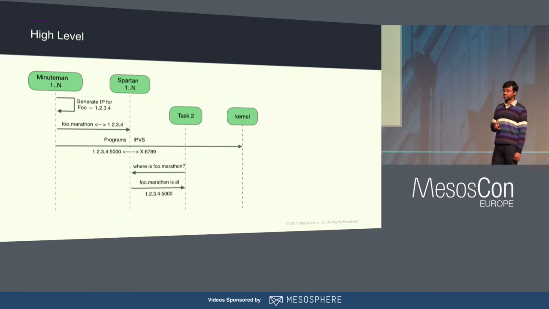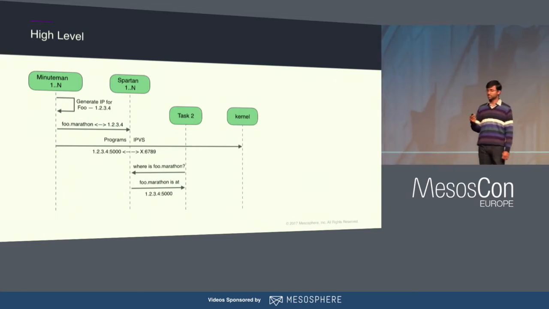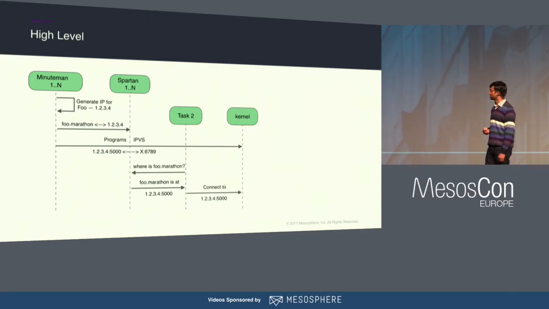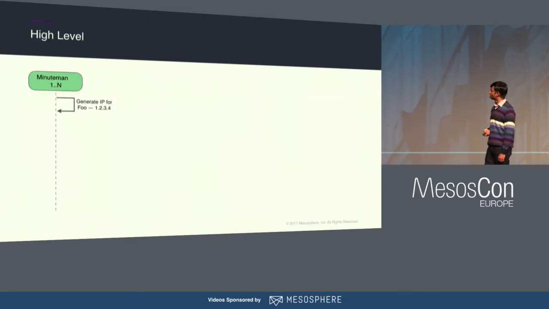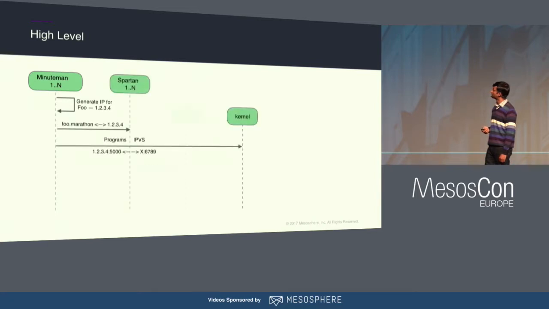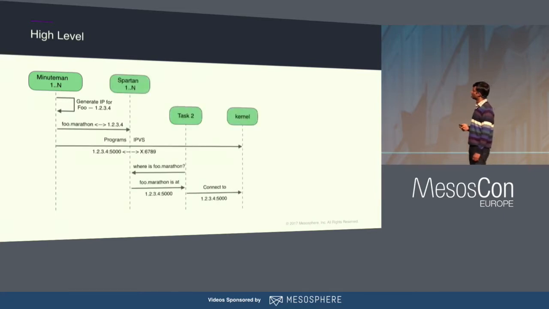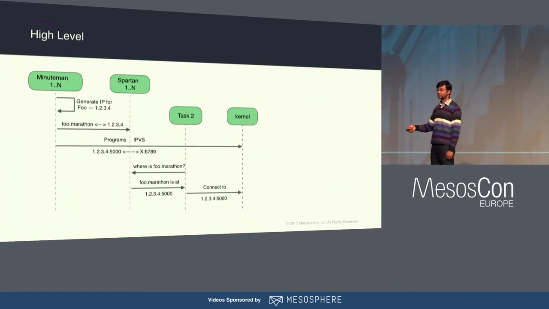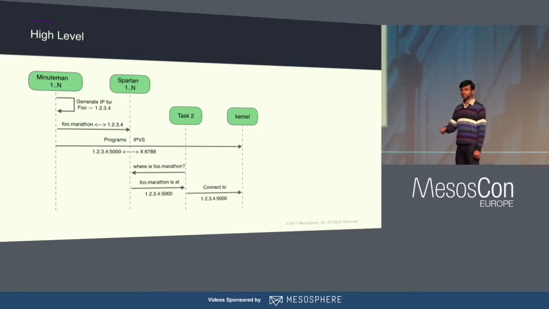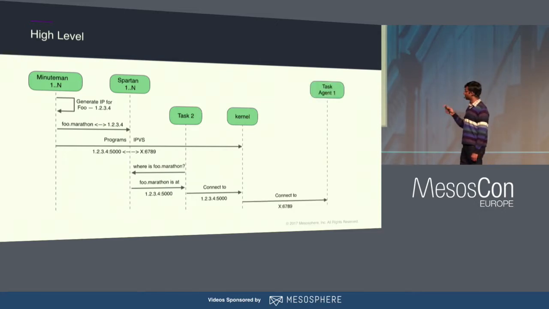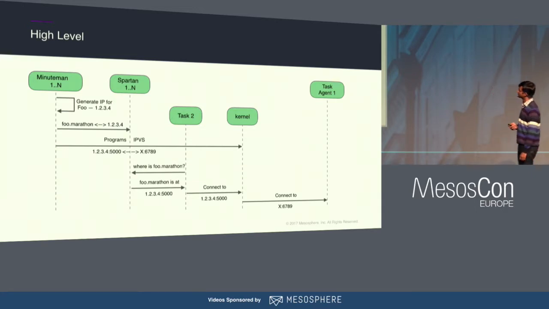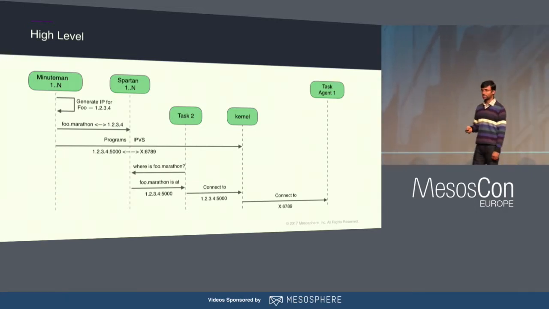The DNS query is intercepted by Spartan and responded back to this agent with the actual IP address, that is the VIP address :5000. And then when it tries to connect to that VIP, the IPVS entry that was created by Minuteman in the kernel intercepts that connection request and forwards it to the actual task, that is X:6789. That's how the load balancing is working in DCOS.